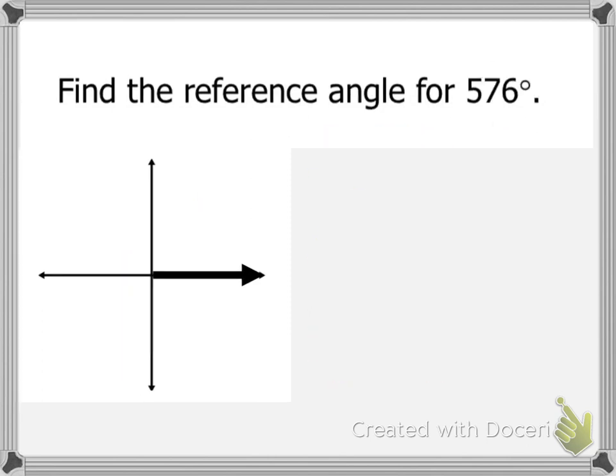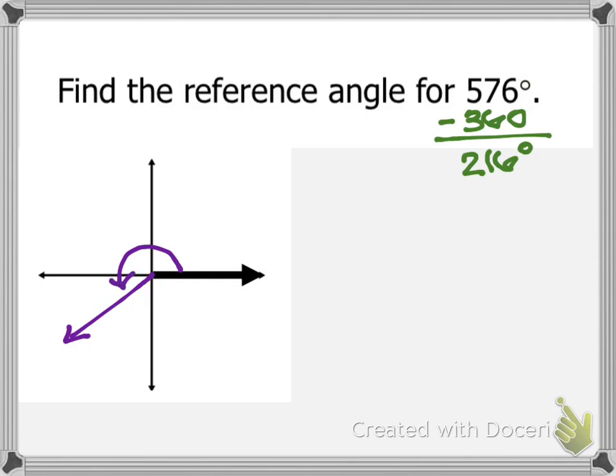And then let's look here at 576, because 576 goes around the circle more than once, right? So first, let's get rid of the excess. So we want to subtract a rotation out of that, and we're going to get, what, 216 degrees. Now we can figure that part out. So 216 is going to land me here in the third quadrant. There's 216 degrees. My reference angle is right there.